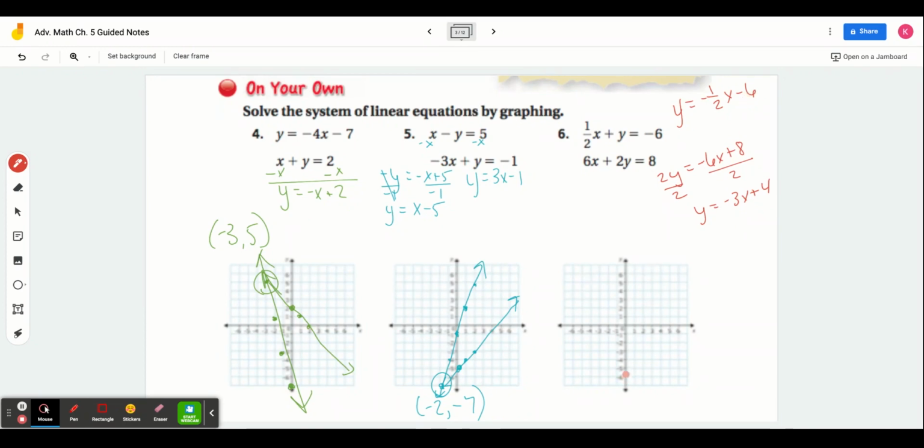So a y-intercept of -6 and a slope of -1 over 2. So going down 1 over 2. I can also go the opposite direction. I can go up 1 and to the left 2 to draw my line here. Now, my next one here, I have a y-intercept of 4 and a slope of -3. So down 3 and to the right 1.